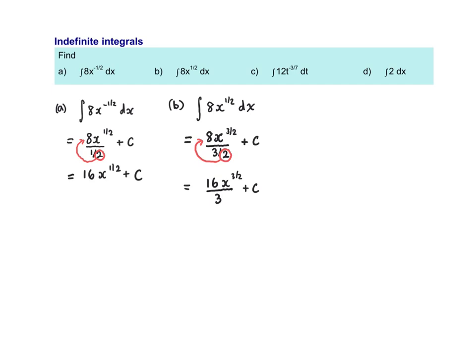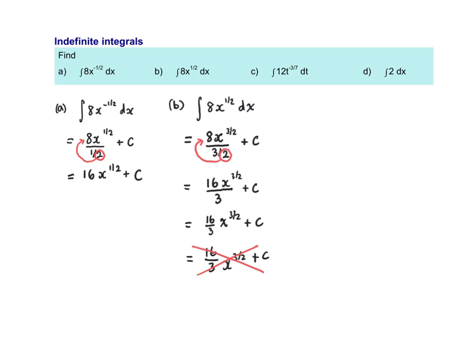Okay? 16 over 3x to the power of 3 over 2 plus c. If you preferred, you could write it as 16 over 3 times x to the power of 3 over 2 plus c. What I definitely don't want to see people doing is writing it like 16 over 3x to the power of 3 over 2 plus c, because then it isn't clear at all whether the x is supposed to be on the top or the bottom. So I definitely don't want to see that kind of setting out for the answer.